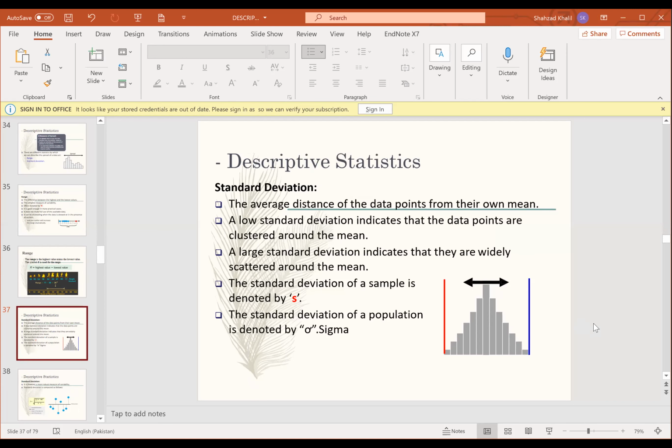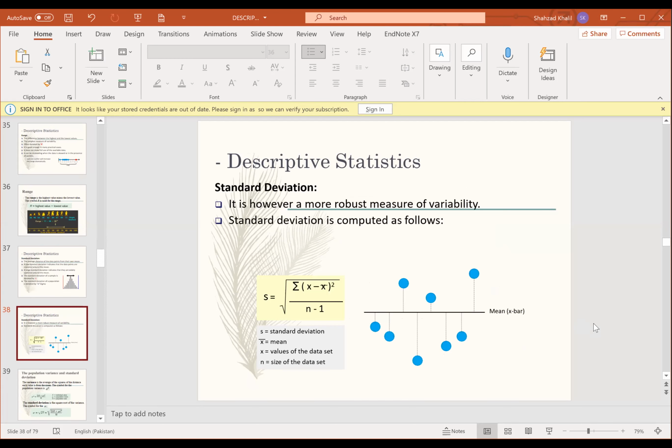Then the standard deviation is the average distance of the data points from their own mean. A low standard deviation indicates that data points are clustered around the mean. A large standard deviation indicates that they are widely scattered around the mean. For the sample, it is denoted by small s, and for the standard deviation of the population, it is denoted by sigma, a Greek letter.